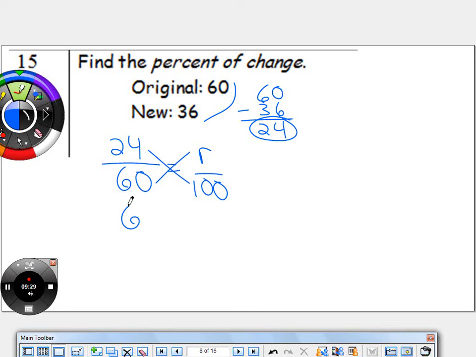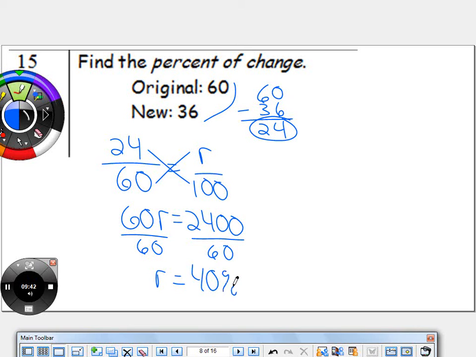Cross multiply. 60R equals 2400 divided by 60. R equals, what do we say, 40%. And that's a 40%, looks like, decrease.